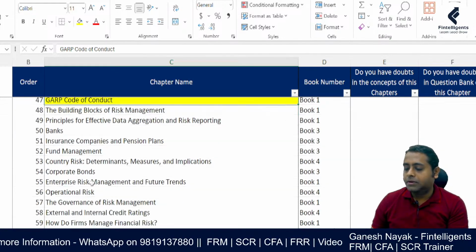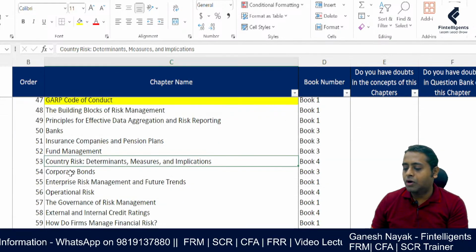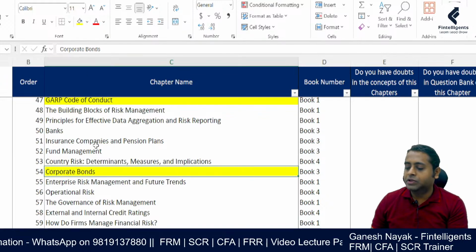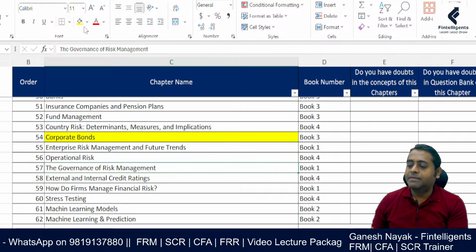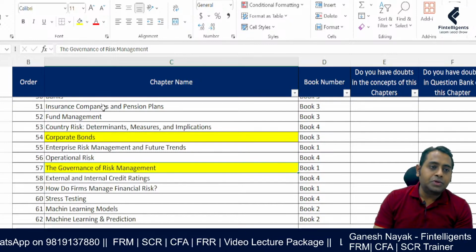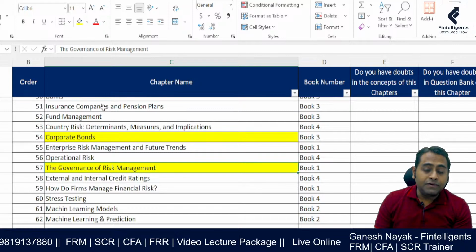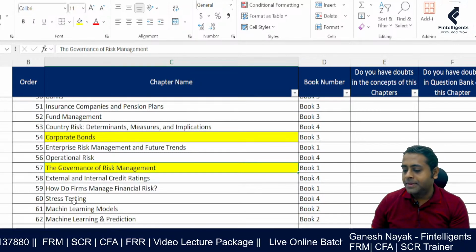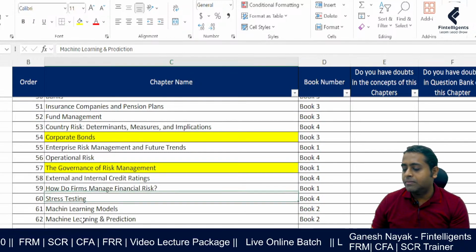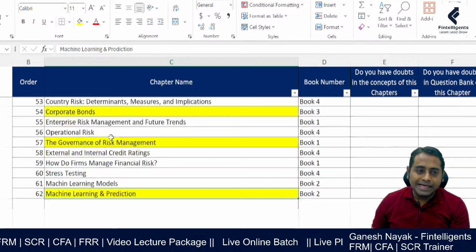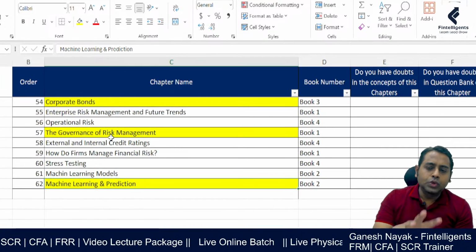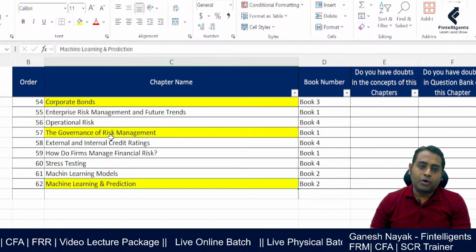Then corporate bond is also slightly important, so you should read. Governance of risk management, more or less theory based questions will come and connected to culture of the organization, risk culture of the organization, that can be tested. And then within the machine learning and modeling, the second chapter is slightly important when you compare both of them, so you can focus over here properly.